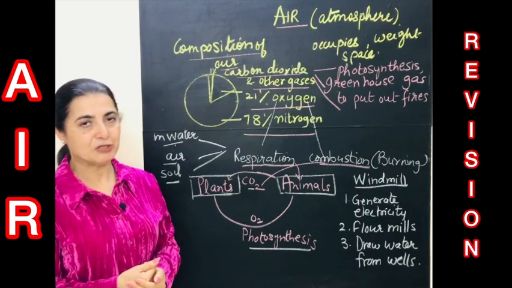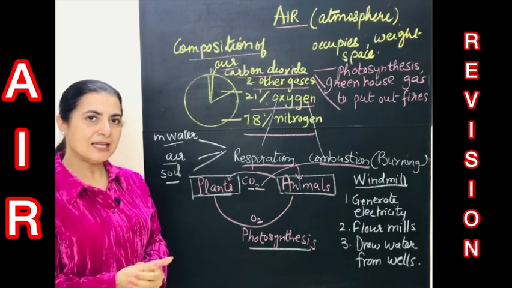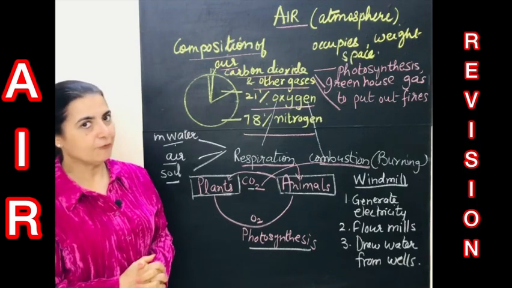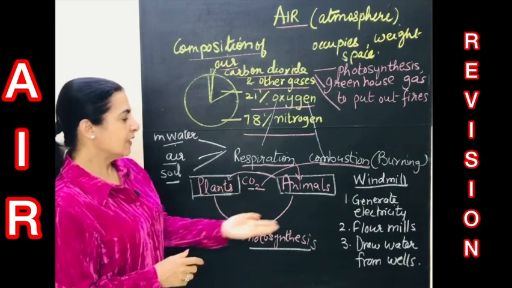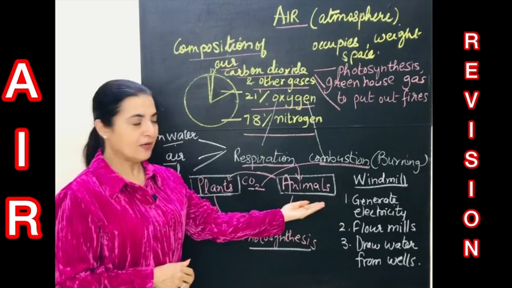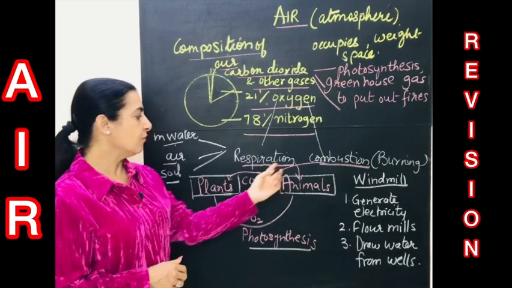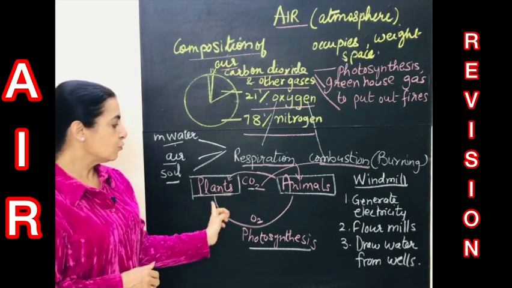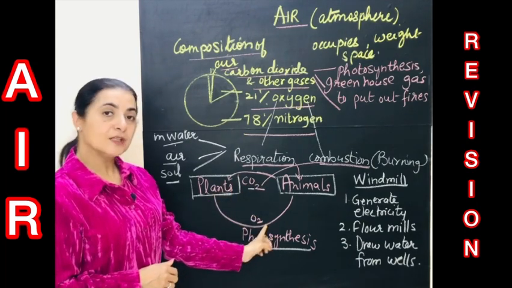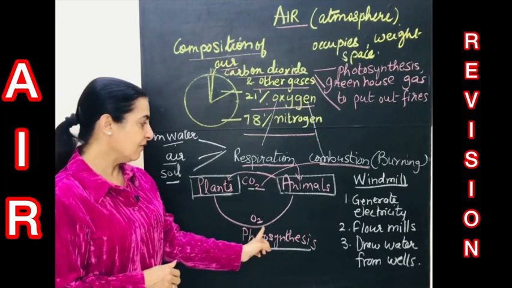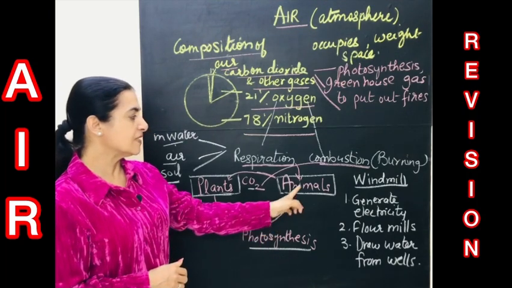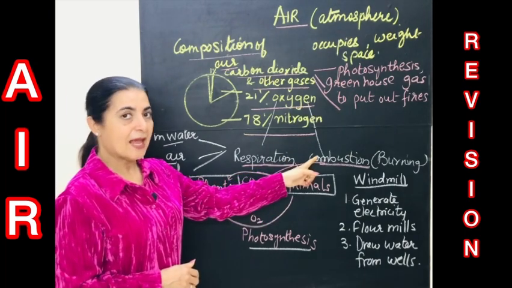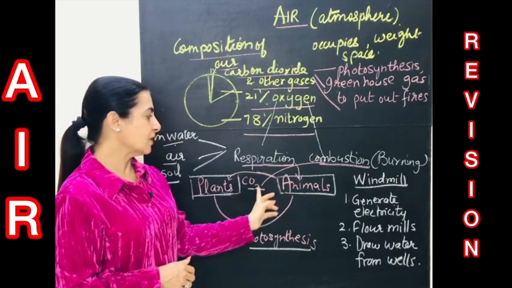So students, don't you want to know how this composition is maintained? It is very interesting to know that. It is generally maintained by two main processes, that is respiration and photosynthesis. We all know that animals, when they respire, take in oxygen and give out carbon dioxide. This carbon dioxide is taken by the plants for photosynthesis. During photosynthesis, they give out oxygen, and this oxygen is taken by the animals to breathe. It is also used for combustion, and combustion in turn gives out carbon dioxide.